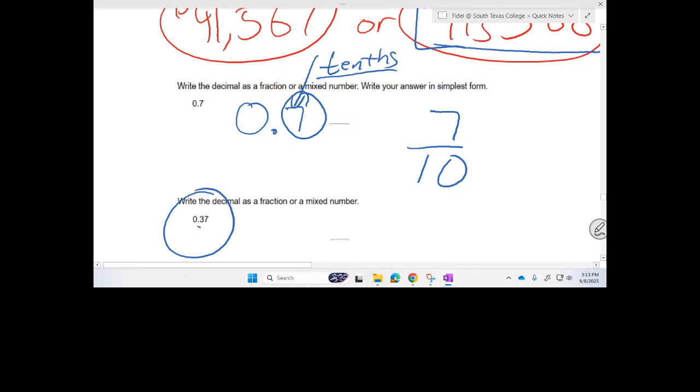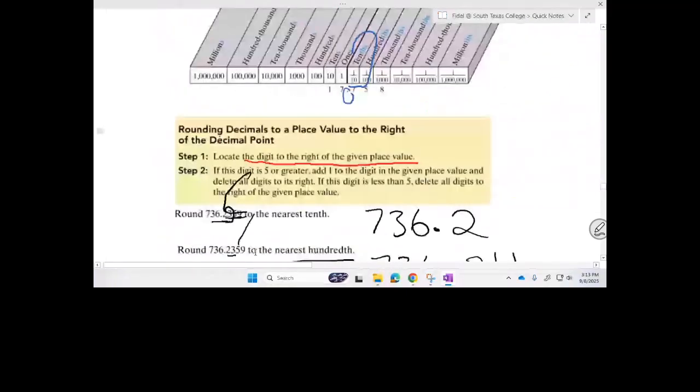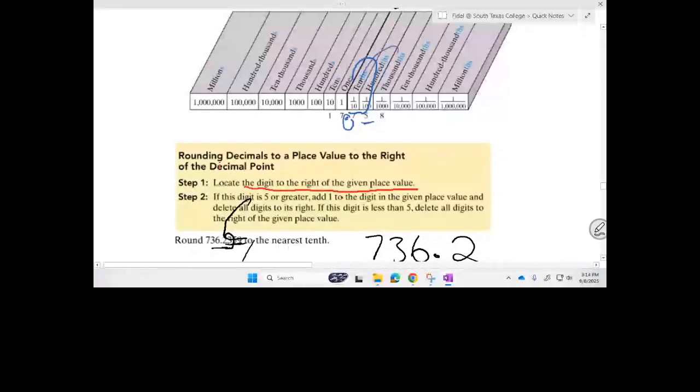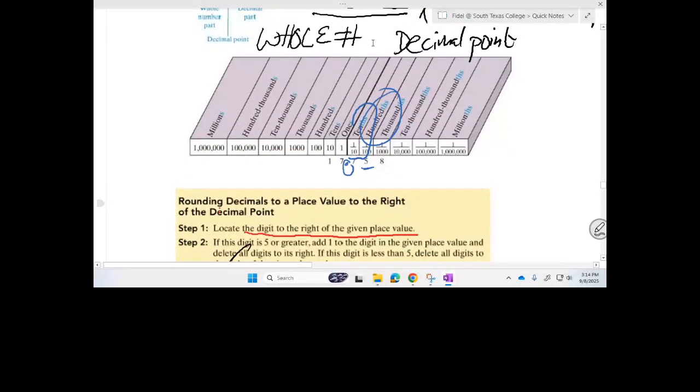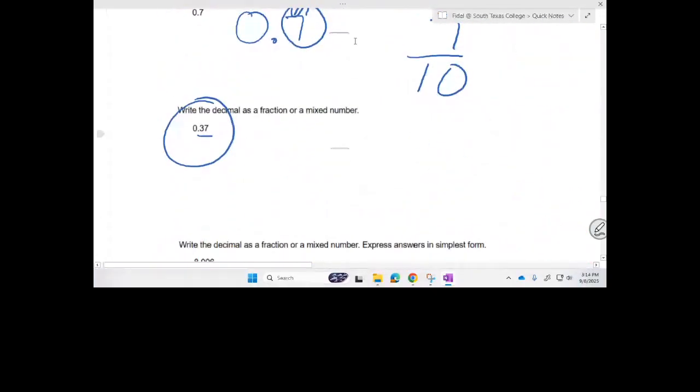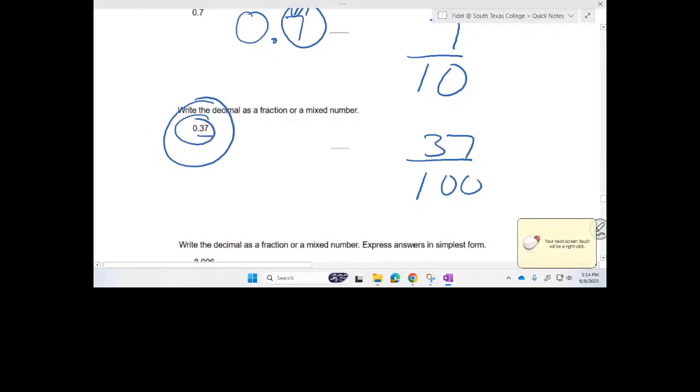Y'all, I'm going to ask you a question. Look at the second digit, because there are two numbers here. What position is that second number in? If I scroll back up here, here's my decimal point. What's the second position called? The hundredths, right? That's the second position. So what we're going to do here, y'all, is say over 100. And what's the number that we have here? 37. So we're going to go 37 over 100. Does that make sense? Okay.